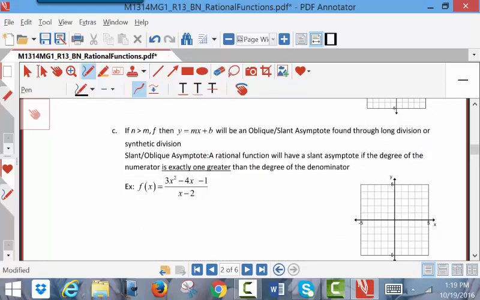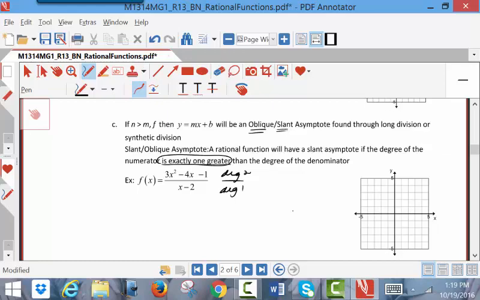Okay, now one more thing. What if the degree of the numerator is exactly 1 greater than the degree of the denominator, like this one? What if the degree of the numerator is more than the degree of the denominator, 1 more? That's what throws us into the oblique or slant asymptotes. If the top is of higher degree than the bottom, you have a slant asymptote or an oblique asymptote, whatever name they're using according to the book you're in.